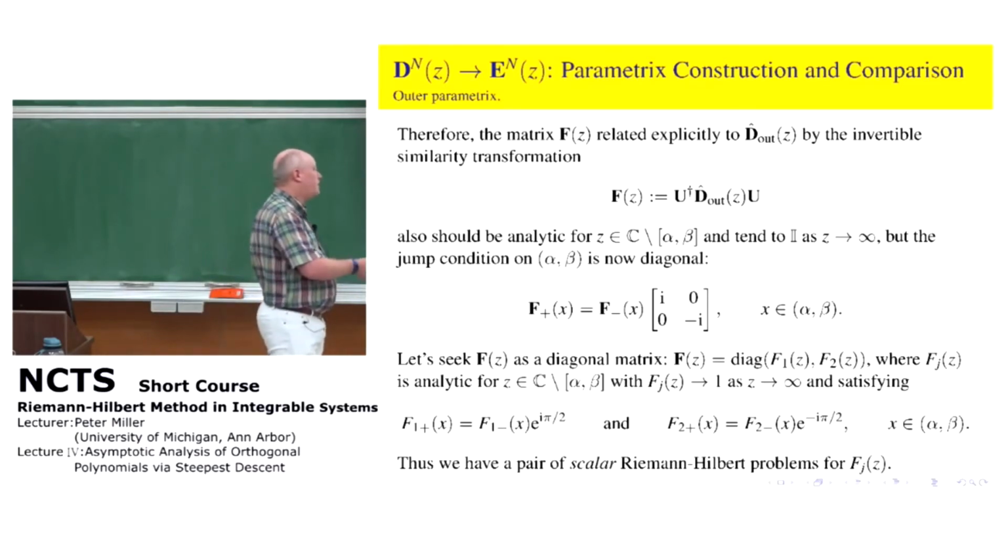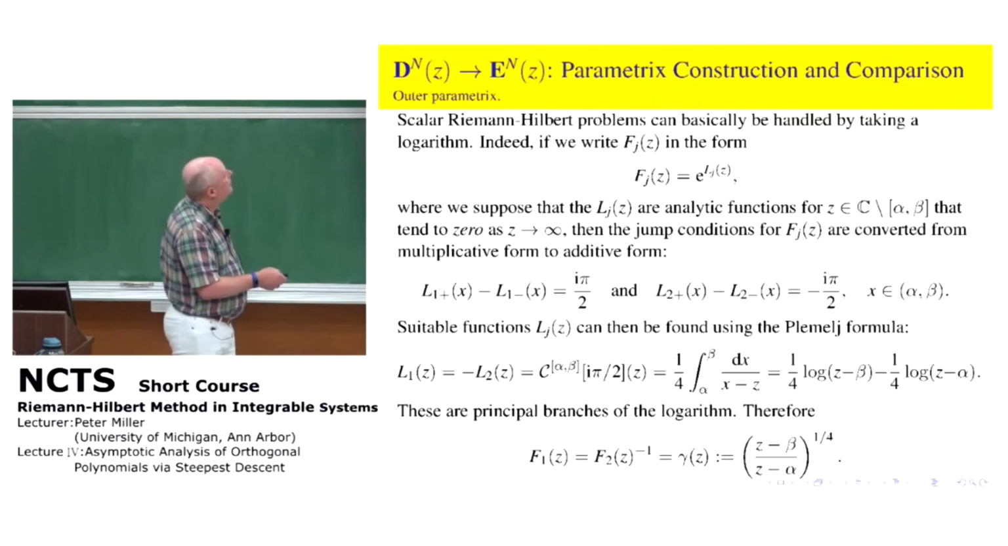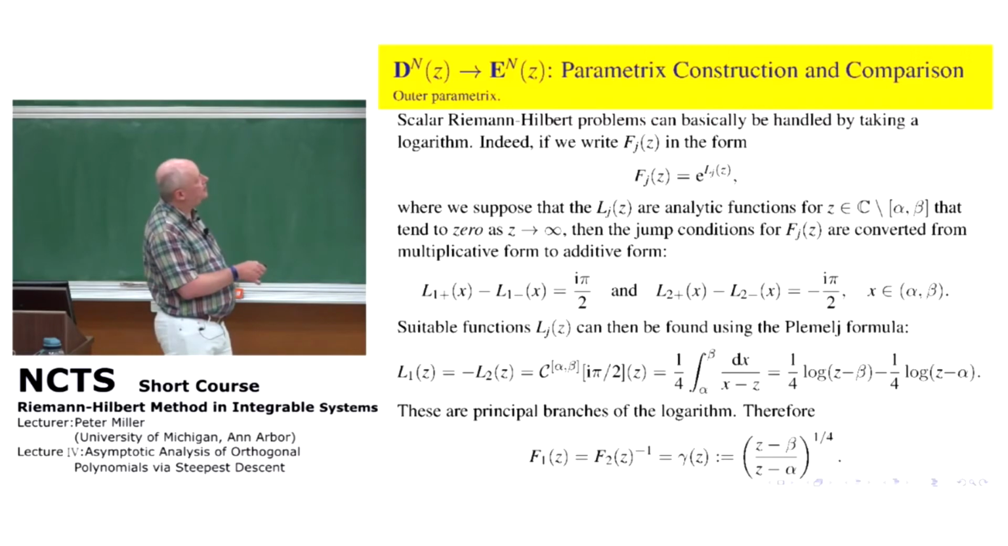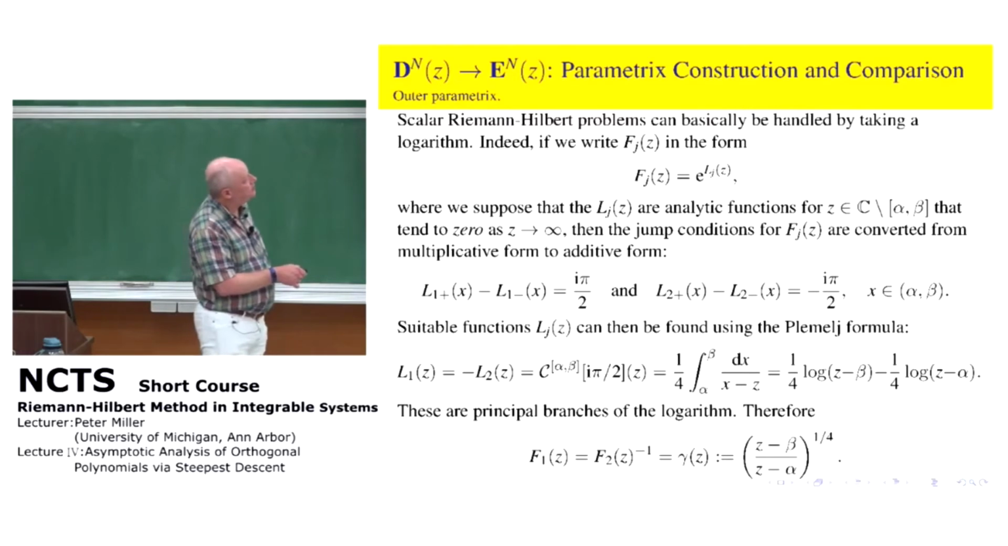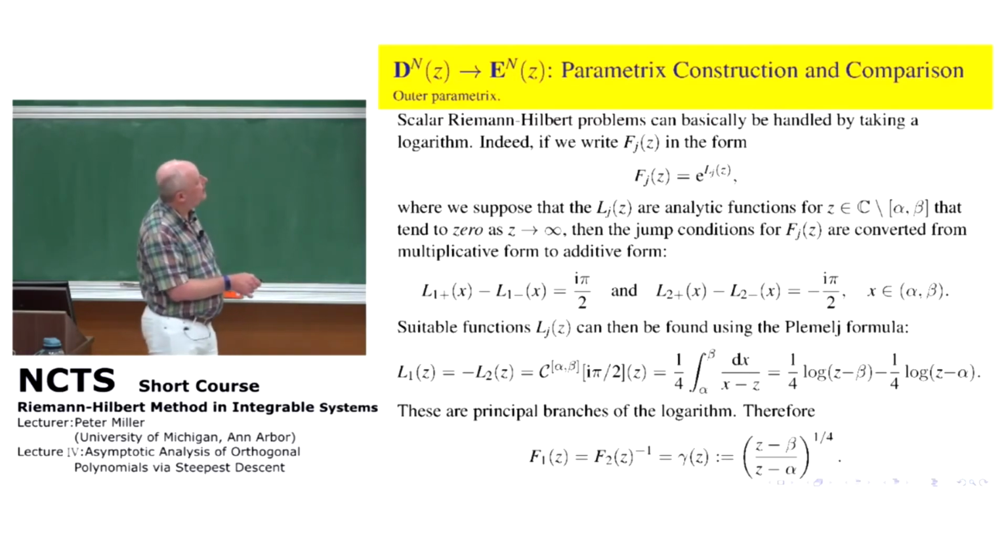So we should take logs to try to solve the problem. So that's what we're going to do. So we'll write Fj of z in the form of e to the Lj. L is some kind of logarithm, right? And we're going to suppose that the Lj's are analytic functions for z in the complex plane, take away alpha beta, but since the f's should go to 1, I want the L's to go to 0 as z goes to infinity. And so then the jump conditions for Fj have been converted into an additive form like this, using the properties of the exponential to take quotients, right? So L1 plus minus L1 minus is I pi over 2, and similarly for L2.